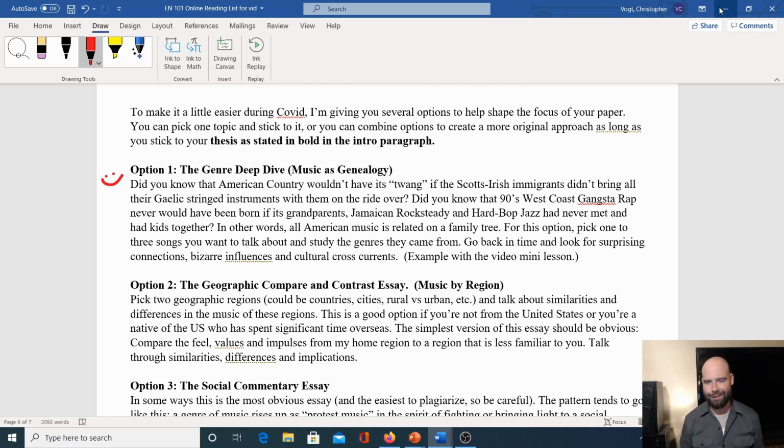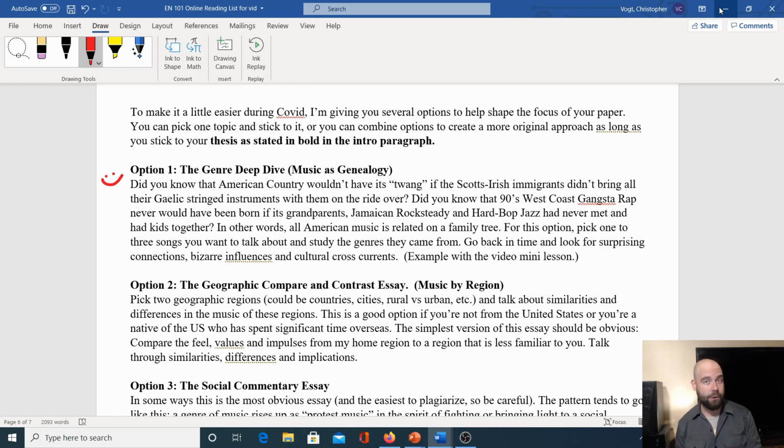So this is a COVID adjustment. Normally I wouldn't go into this much detail or give you these options as paths to pursue, but since we're trying to do this online, I wanted to make it obvious that there are four or five main ways you could approach this essay, and be pretty specific about how you'd pursue those and how you might pick one that fits your own temperament or that seems easiest or most appropriate to you. So let me walk you through the options.